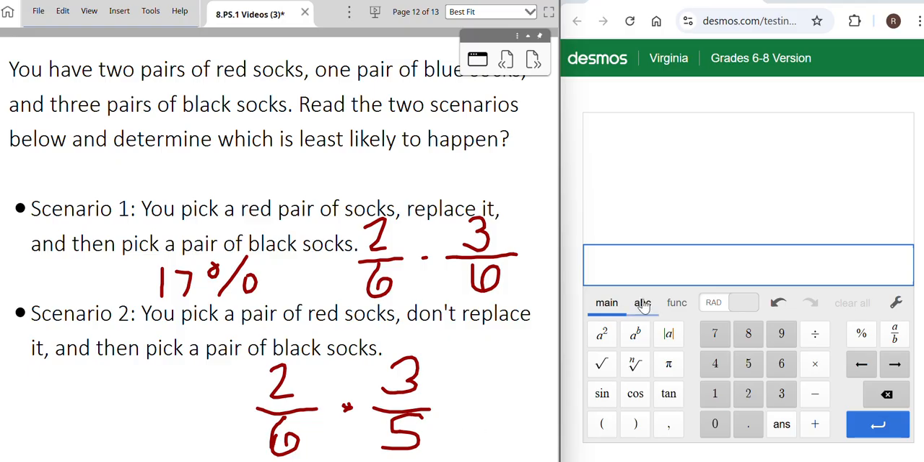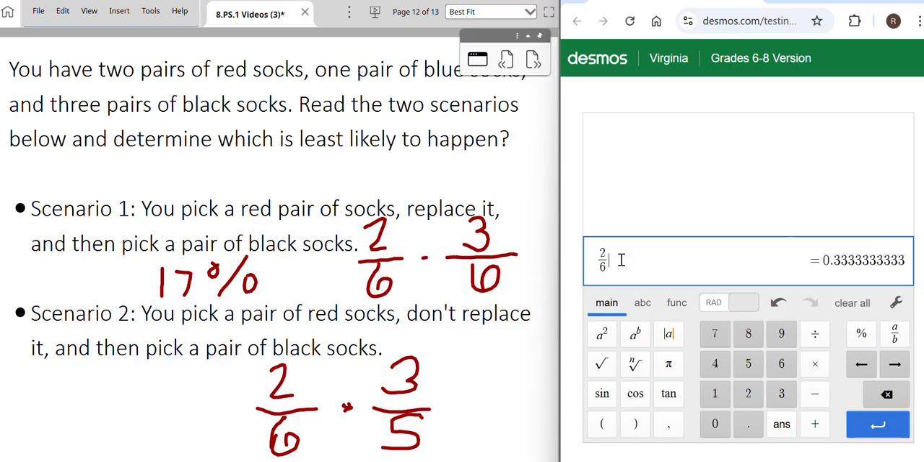And we'll put that in our calculator, but remember, multiply by 100 because we're comparing and we want it to be a percent. So I'm going to put in 2 divided by 6 times 3 divided by 5 and multiply by 100 so that I get a percent, which is 20%.